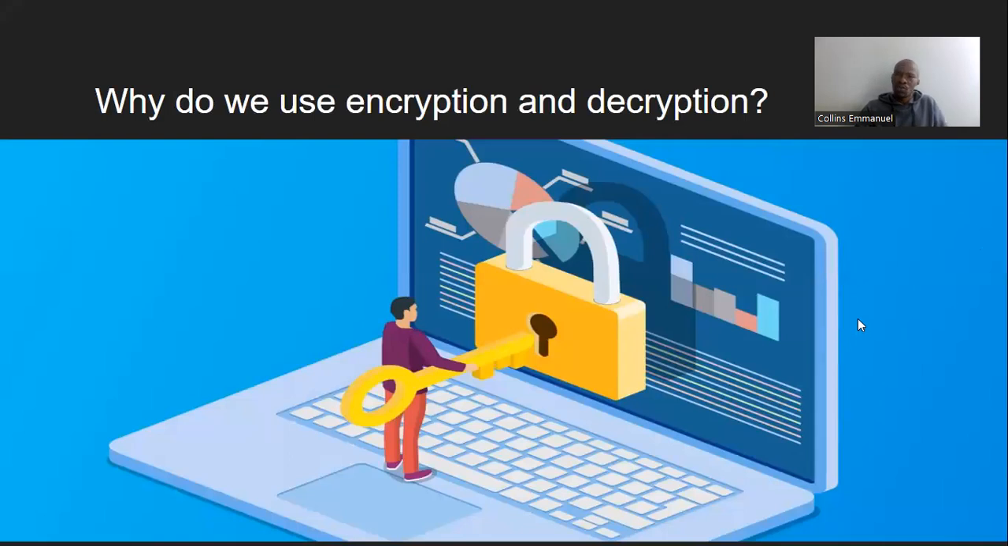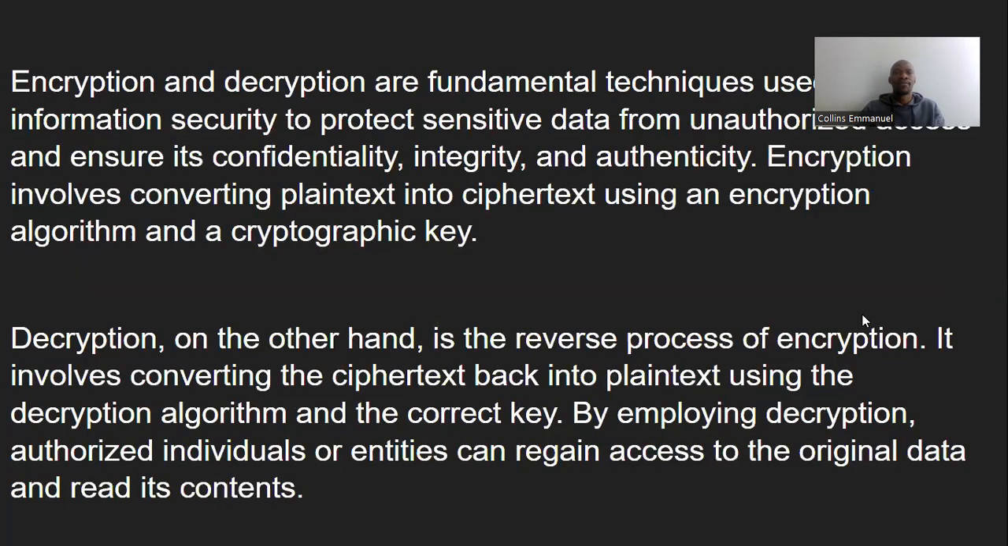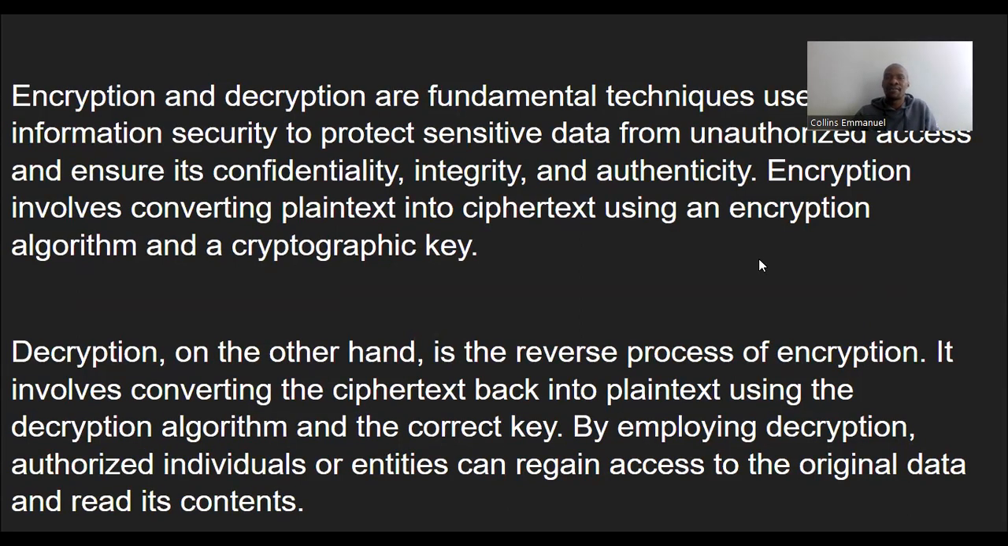Why do we use encryption and decryption? Number one is for security. A common reason is to secure information, so that unauthorized individuals or entities do not gain access to such data or information. Encryption and decryption are fundamental techniques used in information security to protect sensitive data from unauthorized individual access and ensure its confidentiality, integrity, and authenticity.